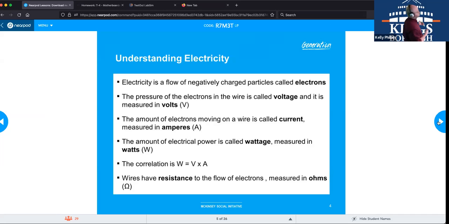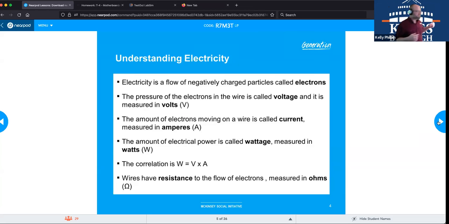All right, so electricity in a basic sense is a flow of negatively charged particles called electrons. And we need to have an understanding of voltage, amperage, and watts. So volts are considered to be the pressure of electrons in the wire. That is called voltage. You can think about this almost like water traveling through a pipe, where the water is the voltage. The water is moving through that pipe.